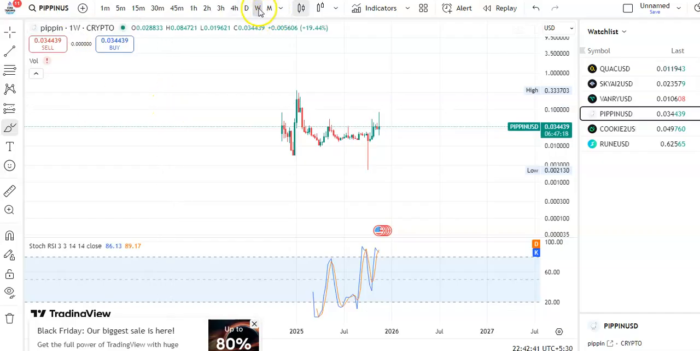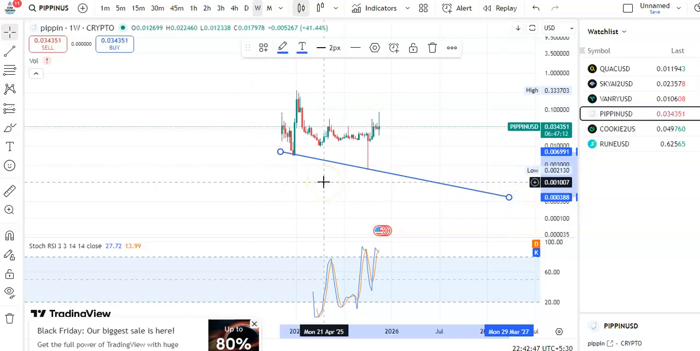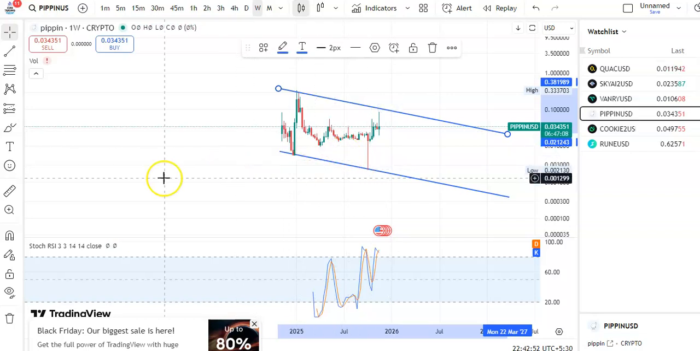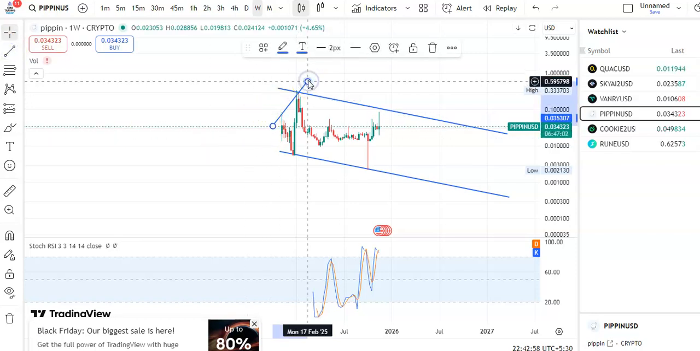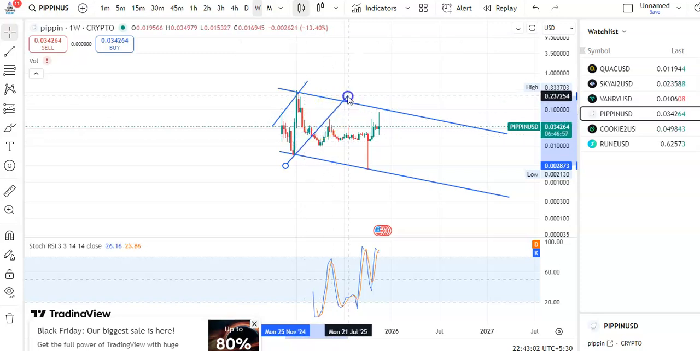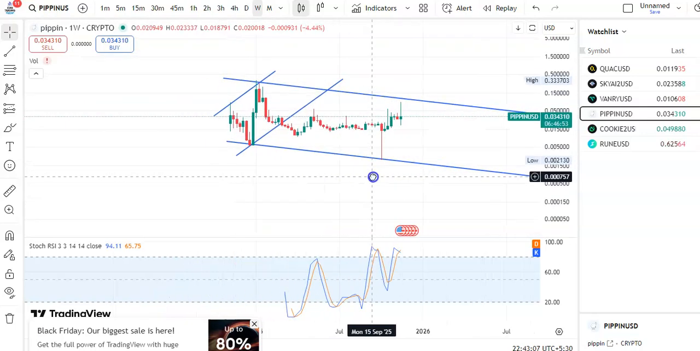So you can see that I'm in the weekly chart. So let us draw the trend line. So you can see this is the support trend line and this is the resistance trend line. So within this channel pattern only the candles are moving. So previously you can see candles were moving in this channel pattern. So you can see this is the resistance and this is the support. Okay, and after this breakout, you can see candle started falling.